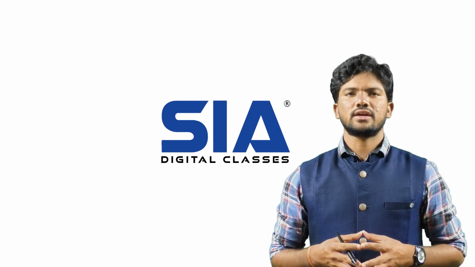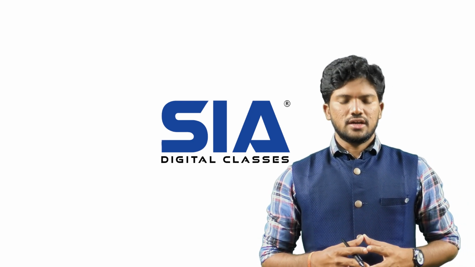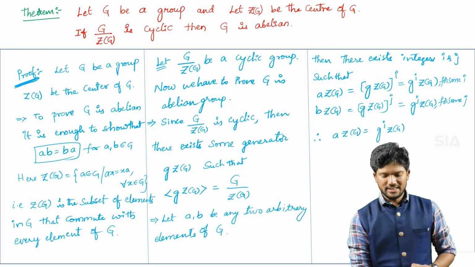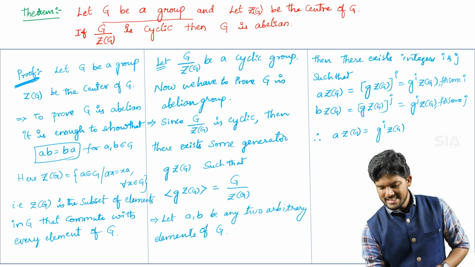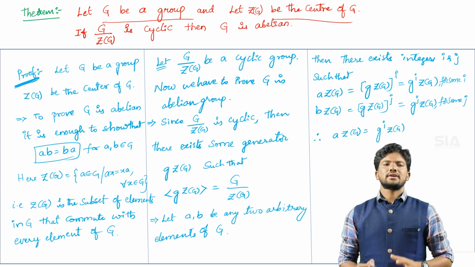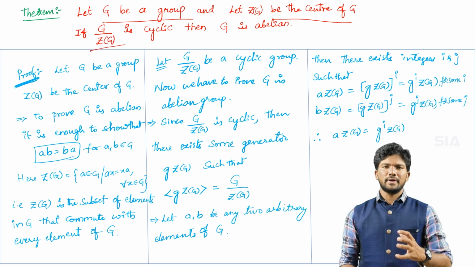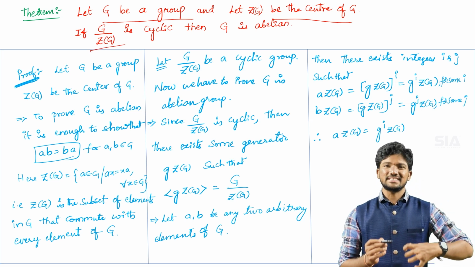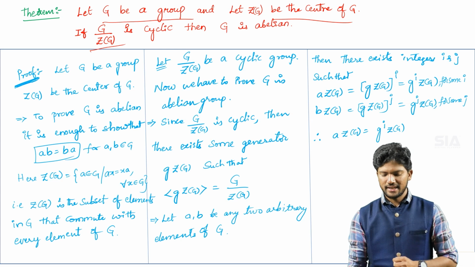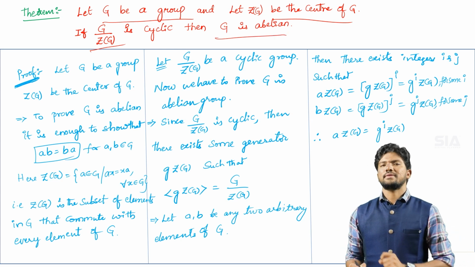In this lecture, we are going to discuss one of the important theorems. So see the statement of the theorem. Let capital G be a group and let Z of G be the center of capital G. If the factor group G by Z of G is cyclic, then we have to prove that the group capital G is abelian.